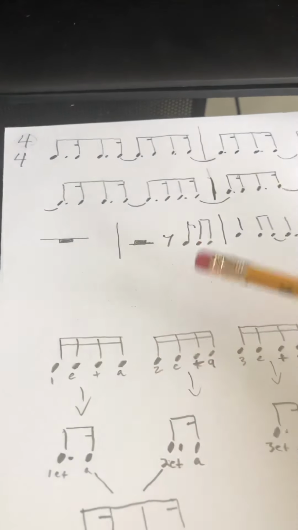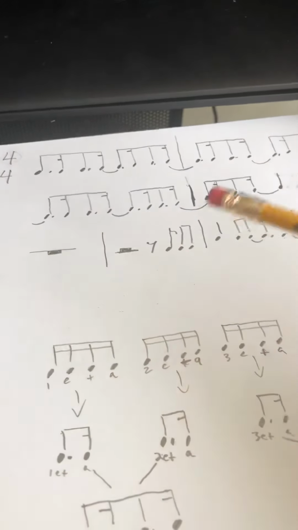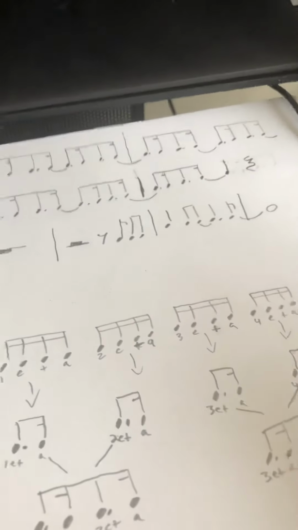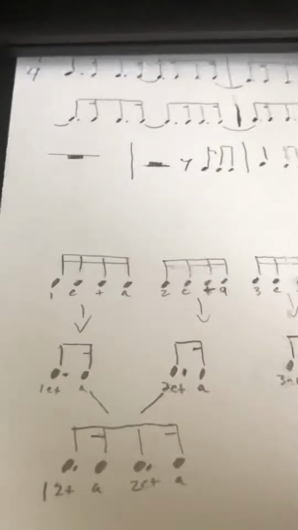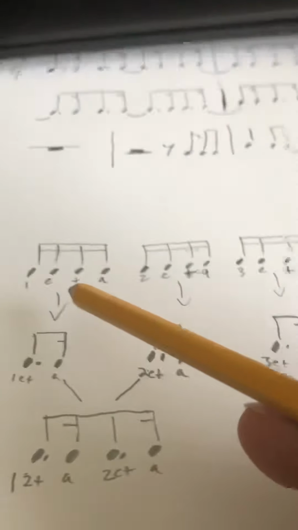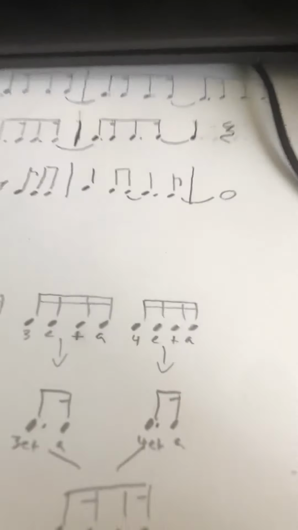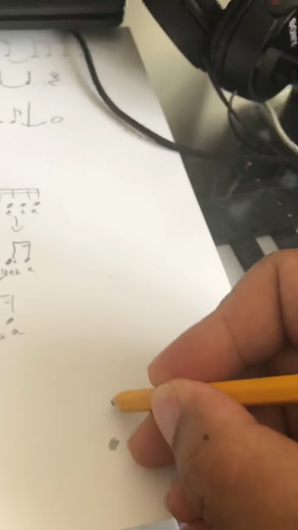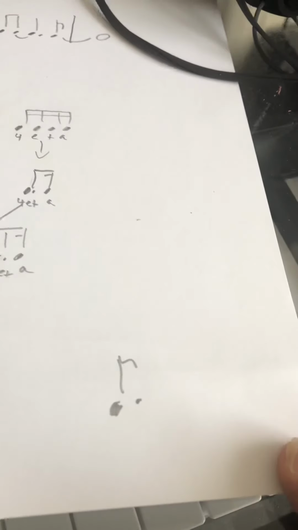1, 2, 3, 4, 1, 2, 3, 4. But we say 1 E and uh, 2 E and uh, 3 E and uh, 4 E and uh. Okay. Now, when you couple them together, you have a dotted eighth note. Now, a dotted eighth note by itself, okay.